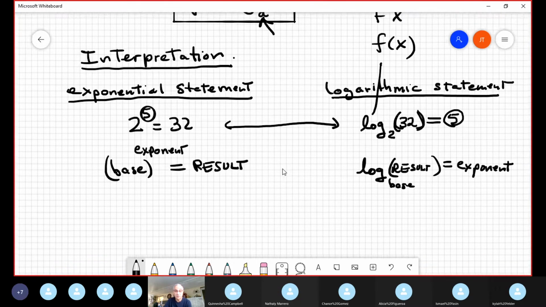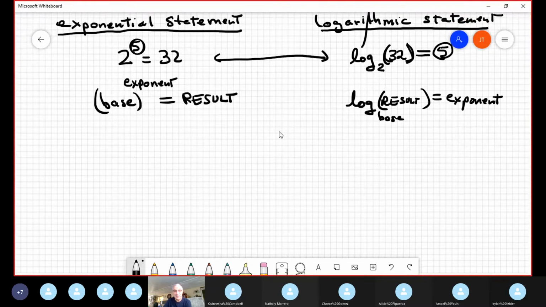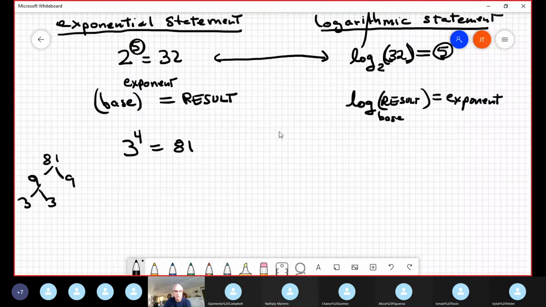But I want to practice more. Let's do several examples, and you help me to understand it. Suppose 3 to the 4th power equals 81. It's nice, because 3 times 3 is 9, and 9 times 9 is 81. Actually, we have four 3s, and when you multiply, it gives me 81. I understand this very well.